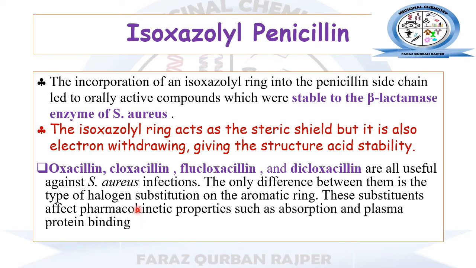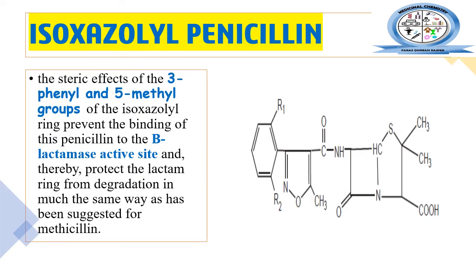So like in case of cloxacillin, you may observe that it has the chlorine clear in the aromatic ring. Flucloxacillin, it has the fluorine. Dicloxacillin has the dichlorine. Clear? So now let's check out their chemical structure.